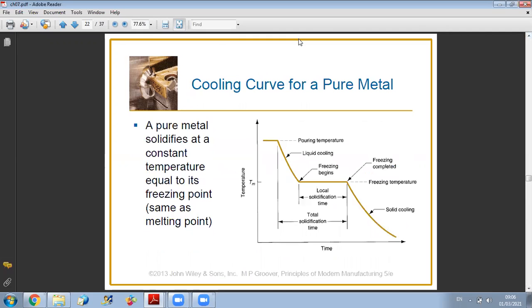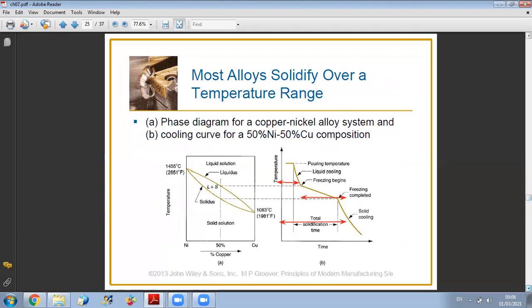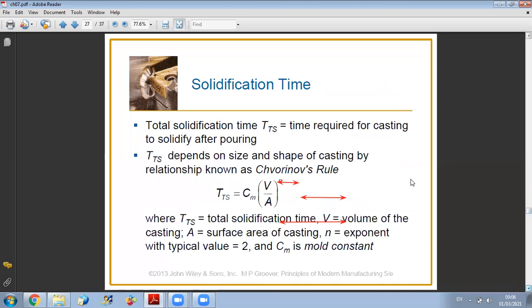Here you will consider that solidification will start just after pouring and will continue until you have complete freezing of your mold. So this corresponds to the liquid cooling part plus the change of phase part from liquid to solid. And the value of the total solidification time is determined experimentally. And we come up with an empirical relation that will allow us to calculate this time based on several factors.